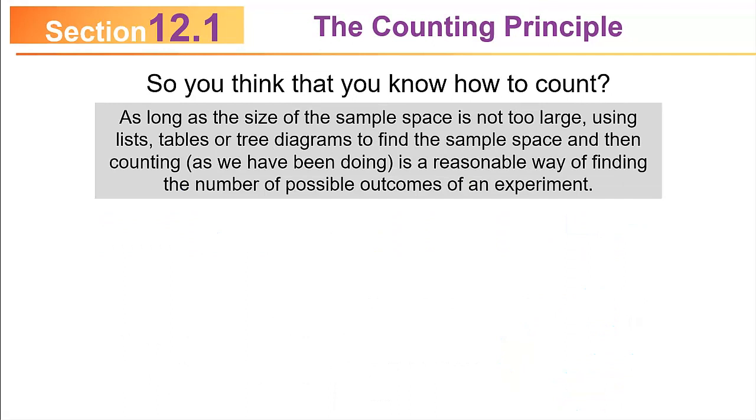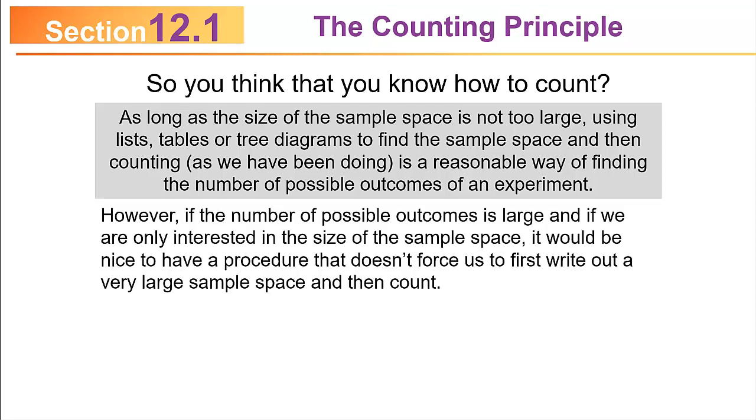As long as the size of the sample space isn't too large, using these lists, tables, and tree diagrams to find the sample space and then counting, which is what we've been doing, is in fact a reasonable way of finding out how many possible outcomes there are. However, as the number of possible outcomes gets larger, and if we're truly only interested in the size of the sample space, it really would be nice to have a procedure that doesn't force us to write out a really large sample space and then count.